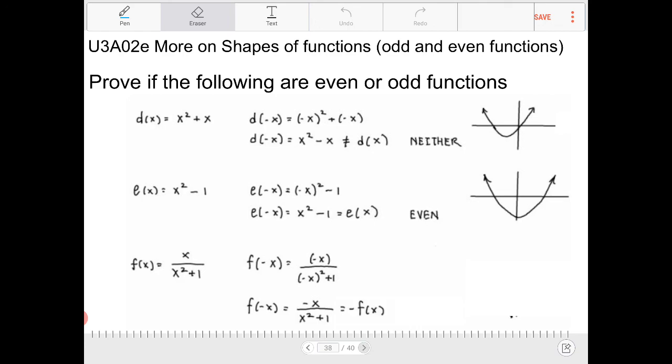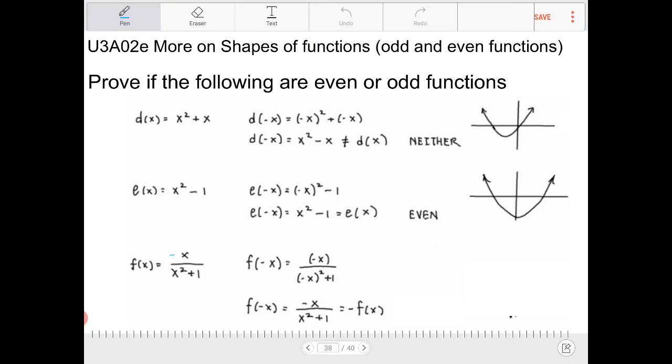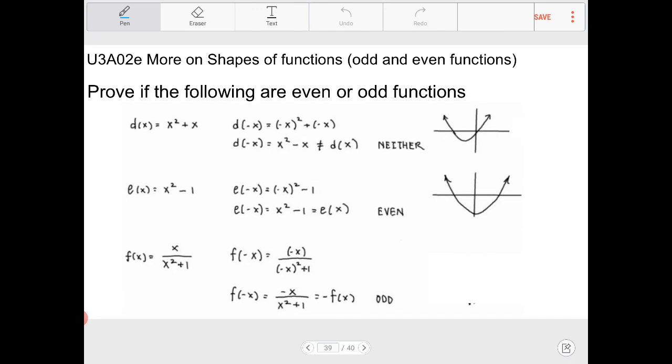Actually, it is. It is negative f of x, right? If I pop a negative sign in front here, that's what I'll end up with. So f of negative x is equal to negative f of x, and this is going to be an odd function. And when you graph this on a graphing calculator, what's the shape of it? It's going to look something like this.